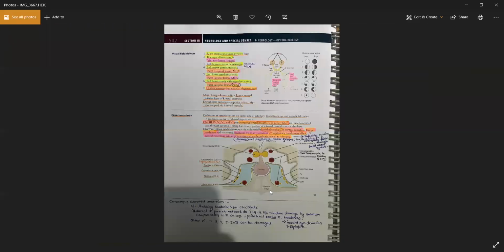So let's take a break and then start these visual field defects, okay? Yes. Thank you.